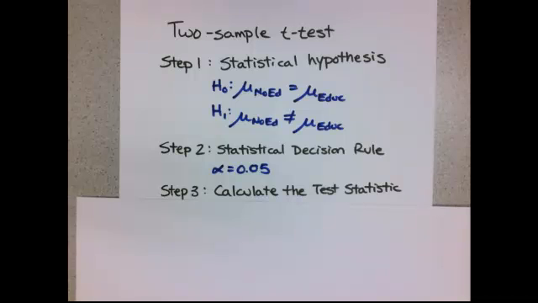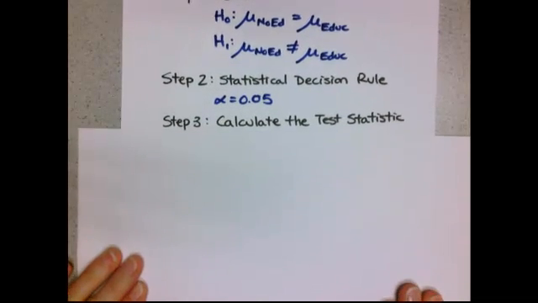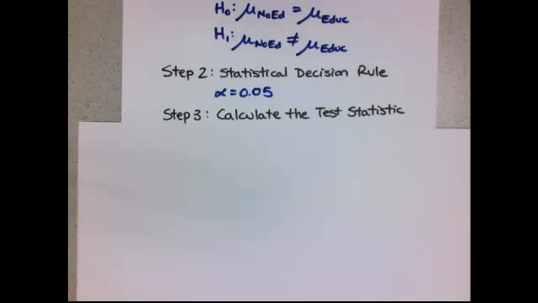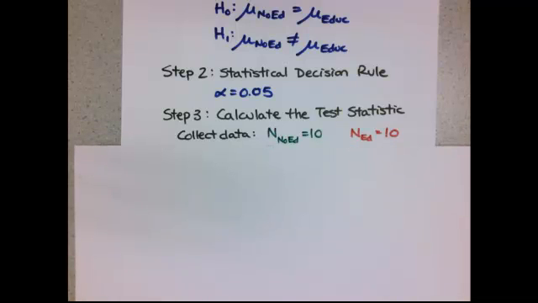The third step is to calculate our test statistic. So we have to actually go and collect data. You know how to calculate means and standard deviations already. So here's our data. We have 10 individuals that were assigned to the no education group and 10 individuals who did receive the education.